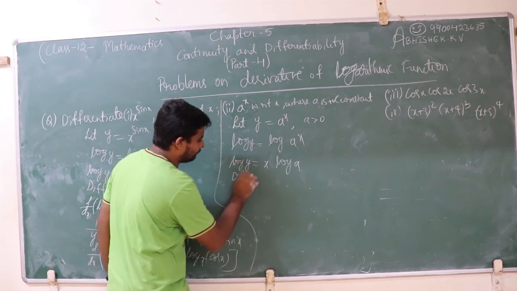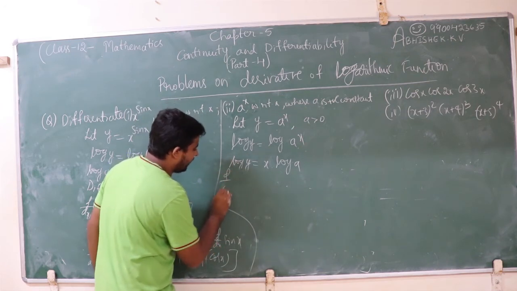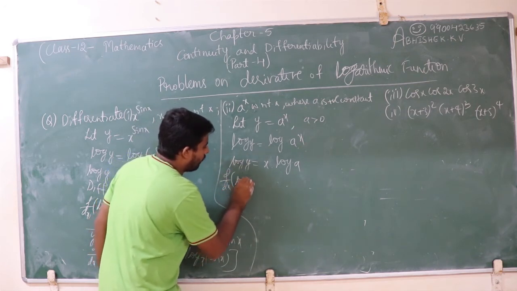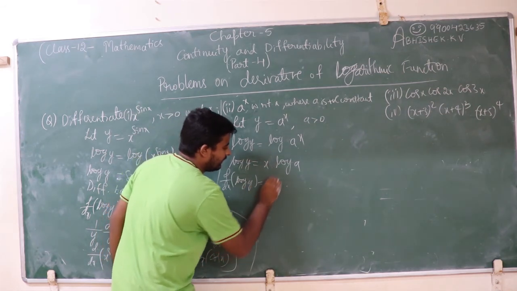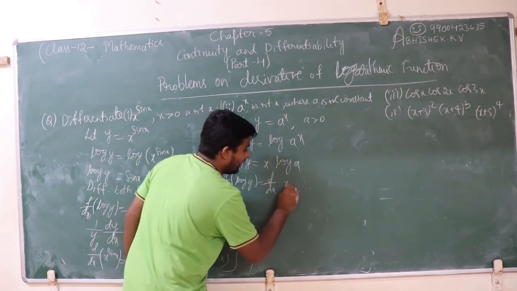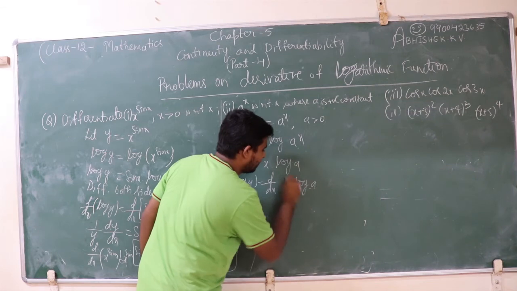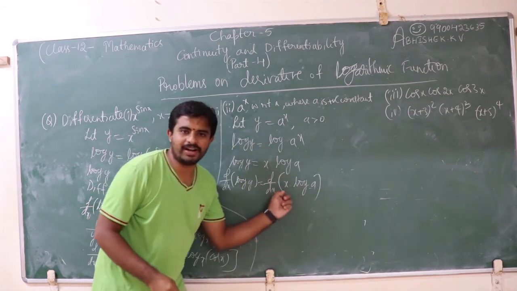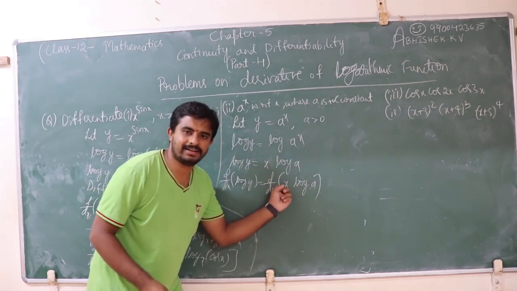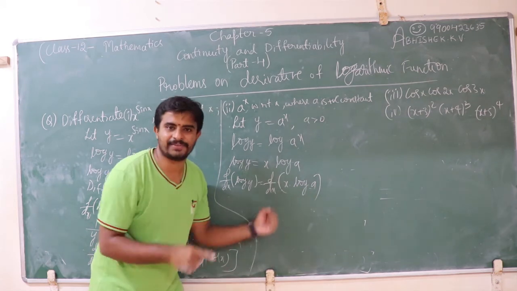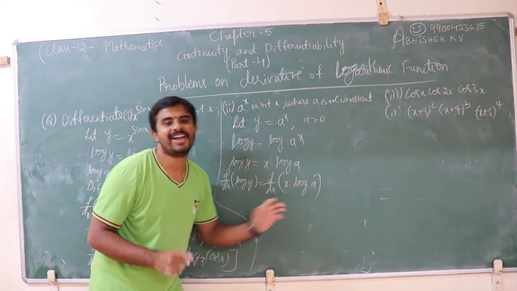Differentiate on both sides. Then d by dx of log y is equal to d by dx of x into log a. Yes, it is a product of two functions. The first function is x, the second function is a constant function. This is a polynomial, but this is a constant function.